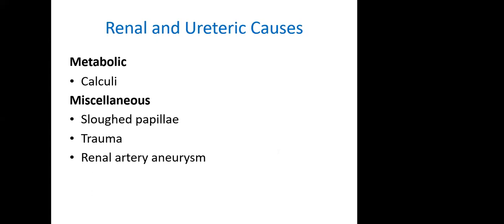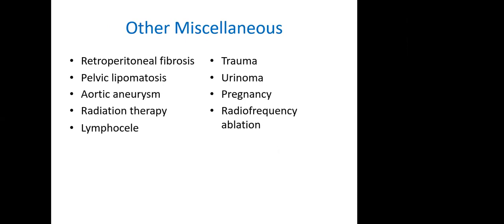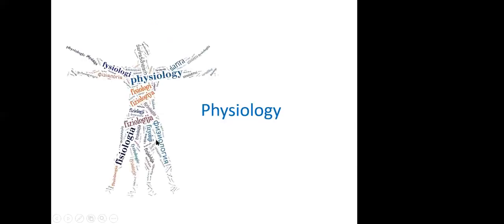Some other causes we commonly encounter in our clinical practice are stone disease, either a stone causing unilateral kidney obstruction or bilateral ureter obstruction. Other causes are trauma, aneurysm, not much more important. Some lower genitourinary causes, like at the bladder level, the posterior urethral valve, phimosis, even malignancy such as bladder carcinoma, prostatic carcinoma, or carcinoma of the penis. All these cause obstruction of the urinary tract. Other causes are retroperitoneal fibrosis, trauma, urinoma, pregnancy. Even pregnancy also causes urinary tract obstruction.